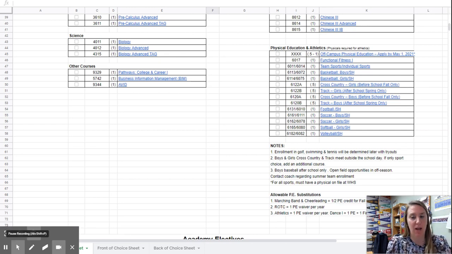For baseball, 9th graders are not in the class. They purely go to practice after school, and they can go to open field opportunities during off season to try to show the coach their skills. And then in 10th grade, you are eligible for the class.